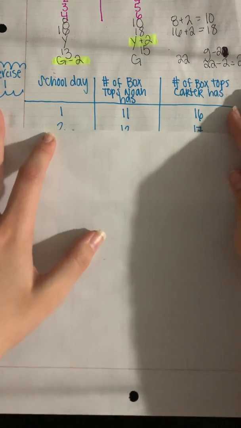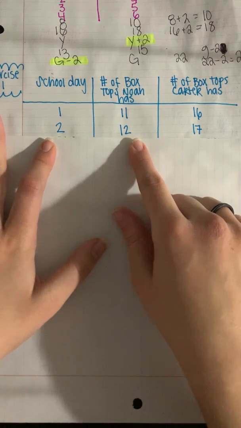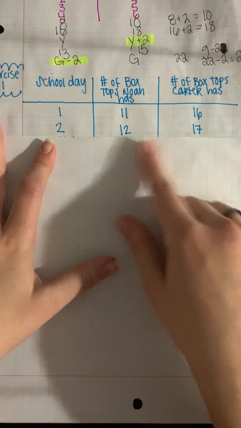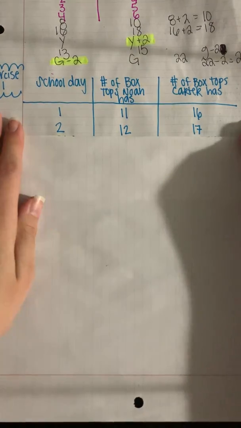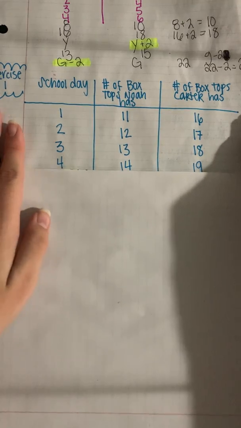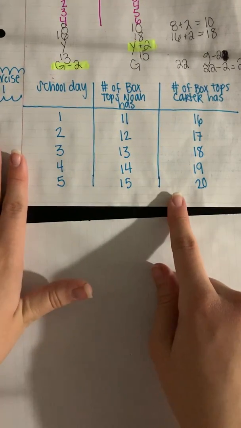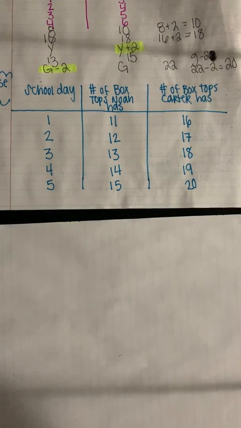On the second day of school, Noah has now brought in 12 because he brought in 1 more box top. Carter has brought in 1 more box top also, so he has 17. So we can say on the 3rd, 4th, and 5th days of school, we know how many box tops they brought in. And we can use this table to help us figure out some questions.